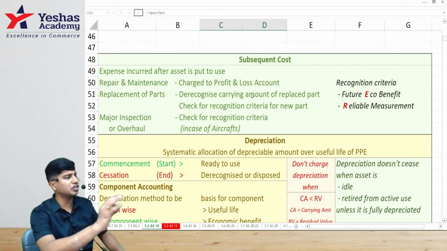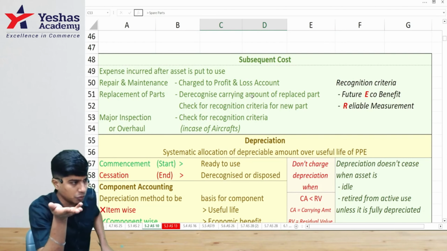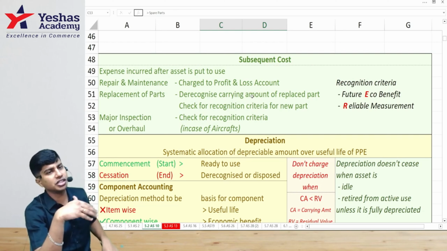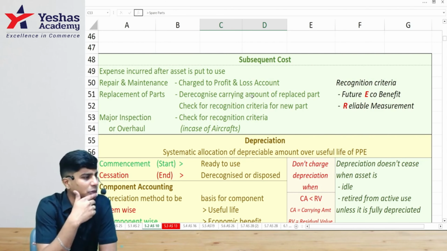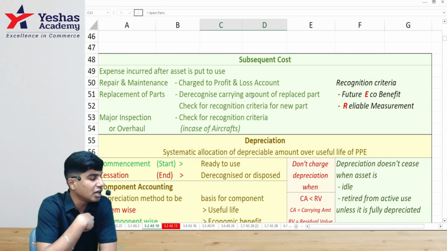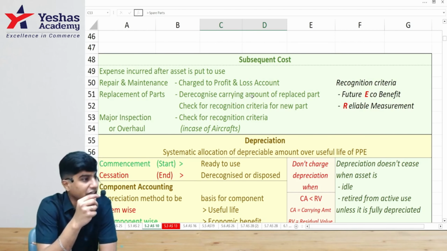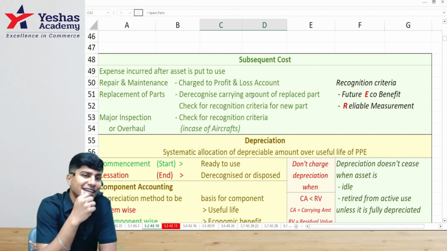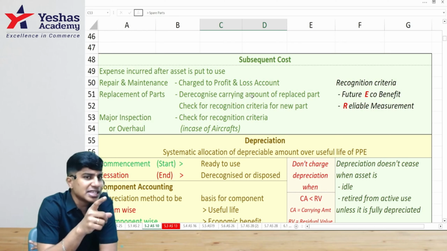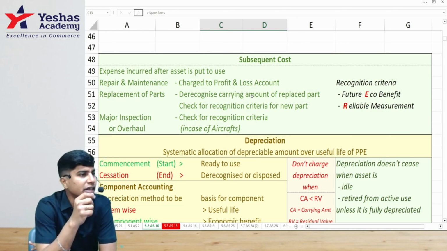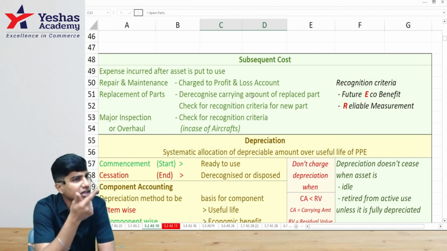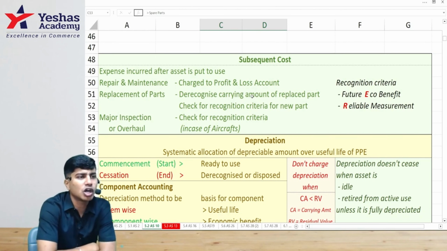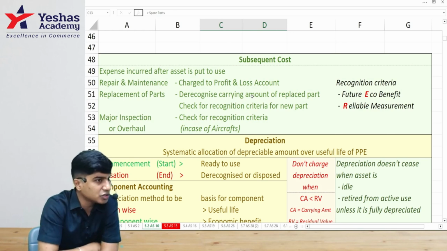Then going further, we discuss subsequent cost. Usually subsequent cost refers to the cost incurred after the asset is put to use. And like I mentioned, such cost incurred after the asset is put to use or ready to be put to use should generally be charged to P&L. It's like repairs and maintenance expenditure. However, if it is a major expenditure that is vital in reviving the asset, and it fulfills the recognition criteria of reliable measurement and future economic benefit, then it can be added to the cost of the asset. I hope you all understood.